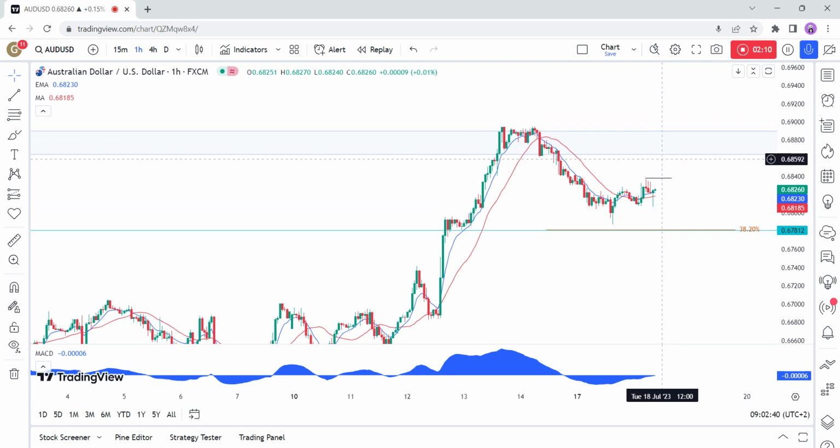The sellers, on the other hand, will want to see the price breaking below the 0.6781 support to pile in and target the 0.6563 level.